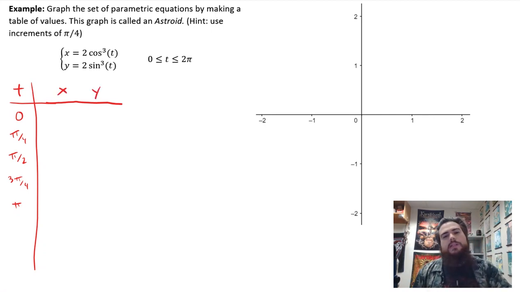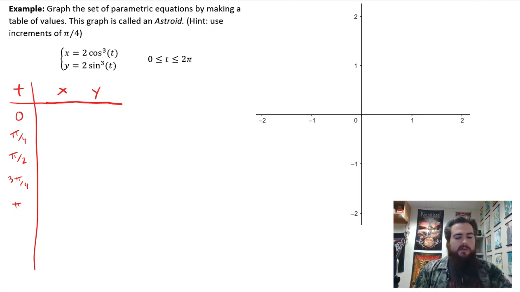The reason for this hint is because if we do not use those increments, we may have a misconception as to what the shape of this graph actually is. I would say that if you just use 0, pi halves, pi, and the typical values there, you may think that this graph is actually a circle, but this will help us figure out what it actually looks like.